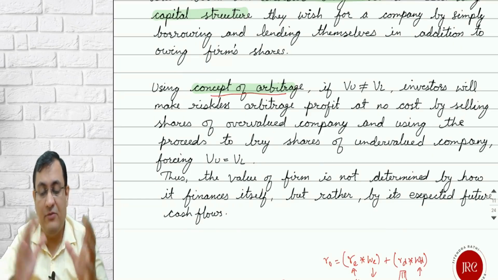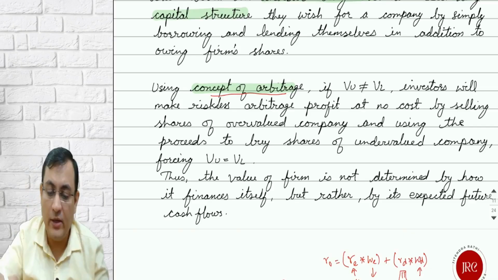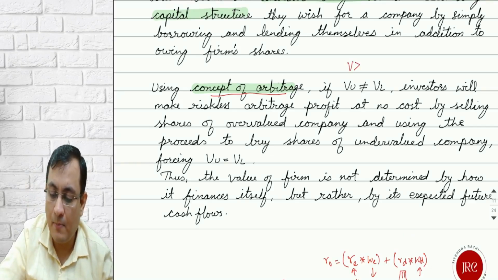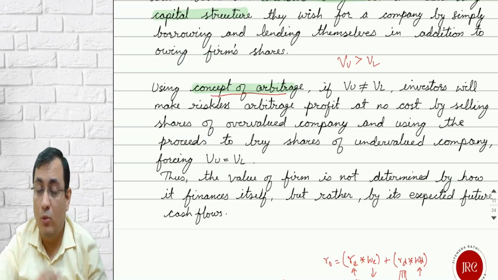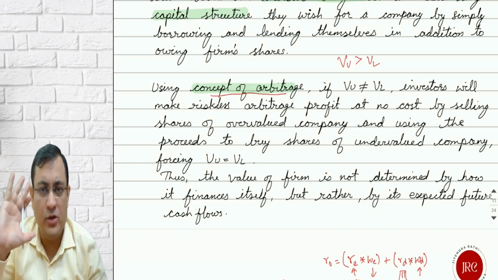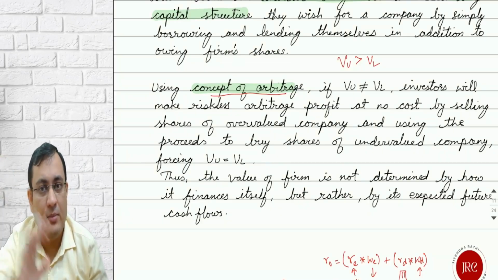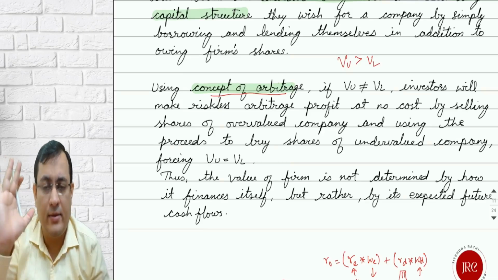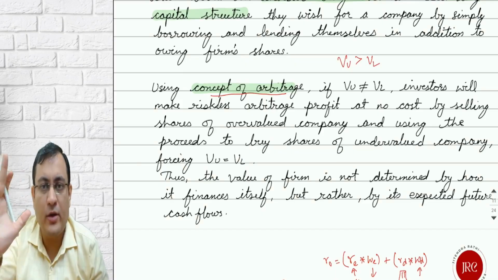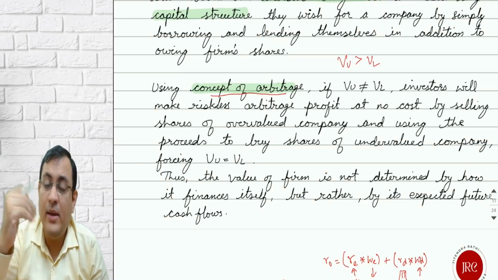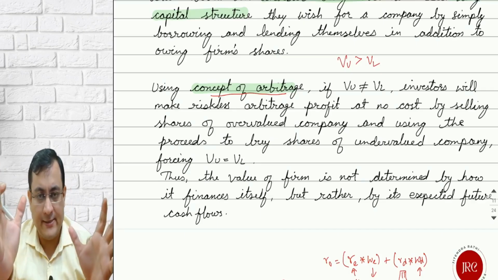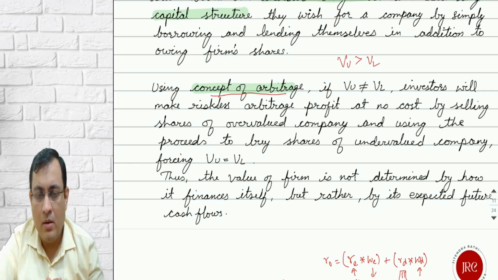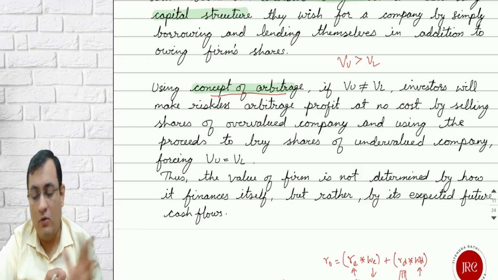Using the concept of arbitrage, if VU is not equal to VL, say VU is greater than VL, your unlevered value is higher than your levered value. Both generate the same risk class: same company, same industry, same asset level, same sales level, same variable cost, same contribution, same fixed cost, so same EBIT. Till EBIT, their future cash flows are the same. After EBIT, in the case of the levered firm, there will be an interest cost. And for some reason, some disequilibrium happened in the valuation: your VU is greater than VL.